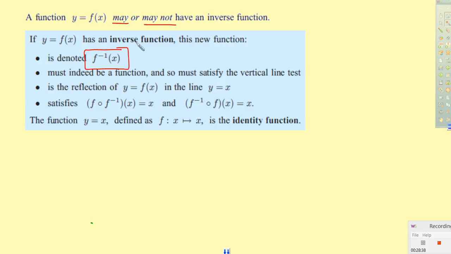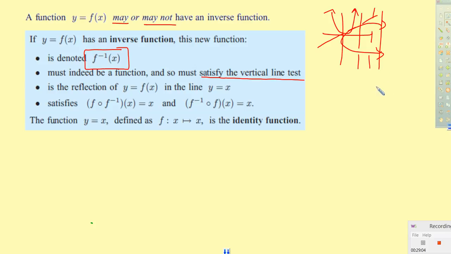Now, the inverse must satisfy the vertical line test. So it's what I mentioned before. If I have this function, I reflect it over the y equals x line, it goes like this. That's the inverse, but when I put it through the vertical line test, it fails it, and therefore it's not considered a function. It's not considered an inverse, or it doesn't have an inverse. Now, we know that it's going to be a reflection over the y equals x line, okay?